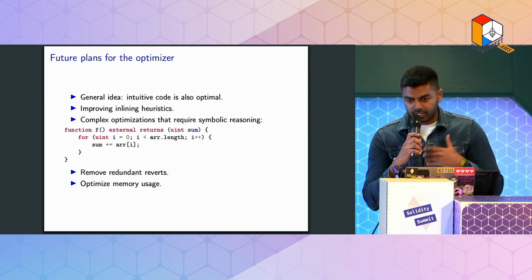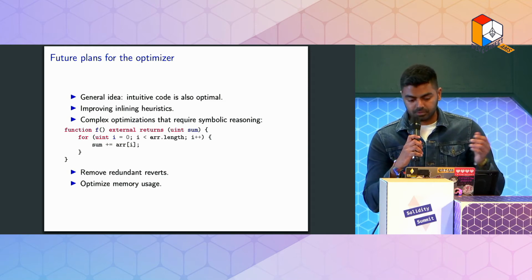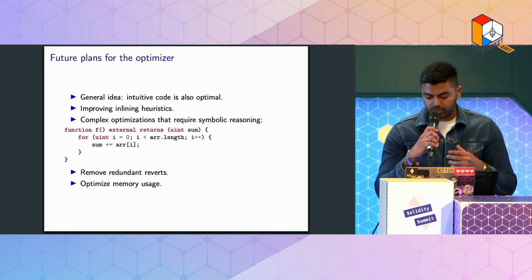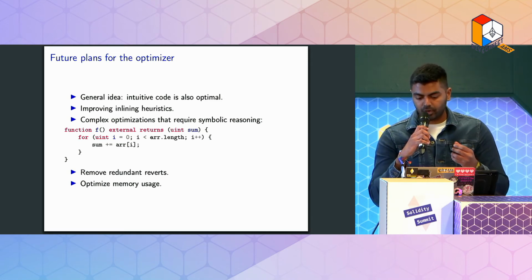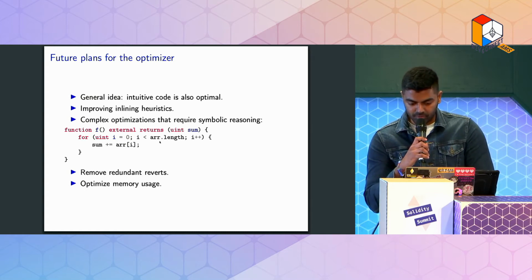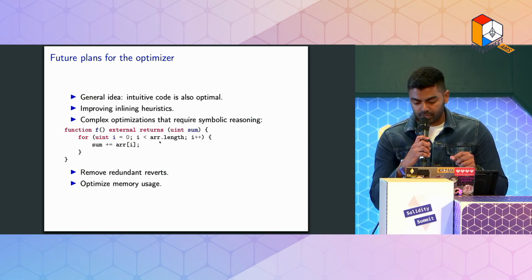So this means that we can continue improving our inlining heuristics without any of the stack issues. We were also thinking about doing significantly more complicated optimizations that require some kind of symbolic reasoning. So here is the same example from before, and we noticed that there was this redundant check for overflow in I++.